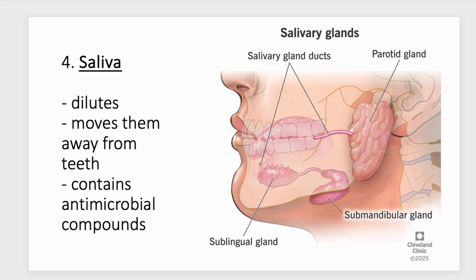For our saliva, produced into our mouth, what that's going to do is dilute what's in our mouths, dilute the microbes if they're condensed in one point, in one little glob, and it moves them away from the teeth, which protects our teeth, and it does actually contain several antimicrobial compounds.